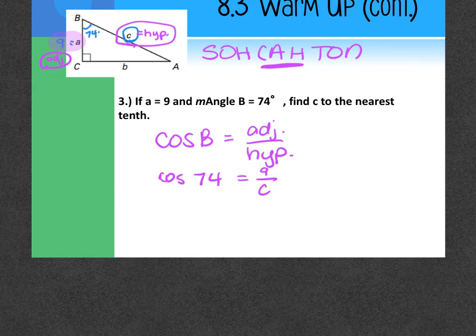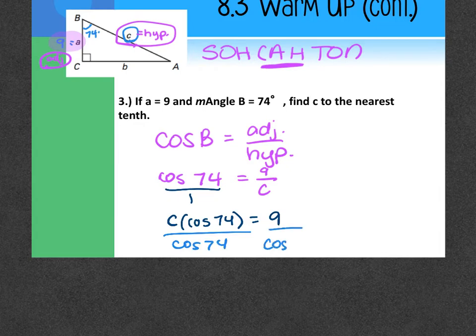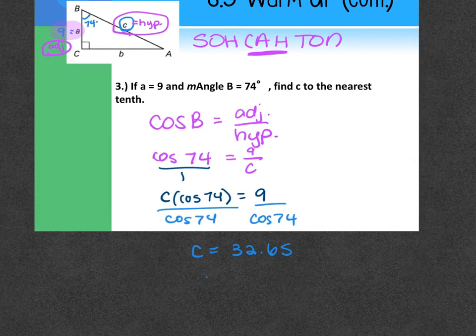All right, then this goes over 1. I cross multiply. C times the cosine of 74 equals 9. And then I divide both sides by the cosine of 74. So again, calculator, 9 divided by cosine 74. And I get 32.65. So if I want to round to the nearest tenth, how does that round? Good, 32.7.